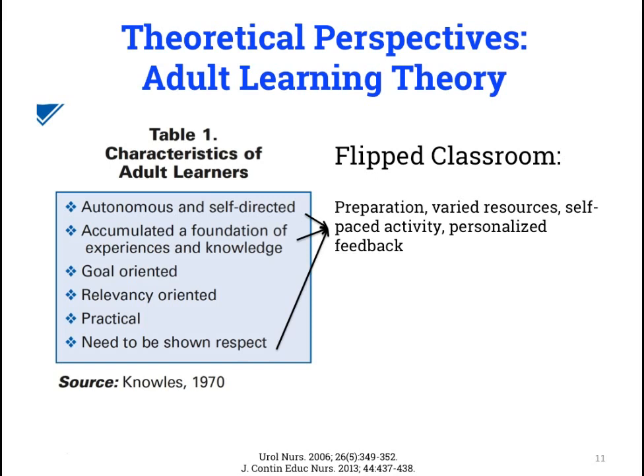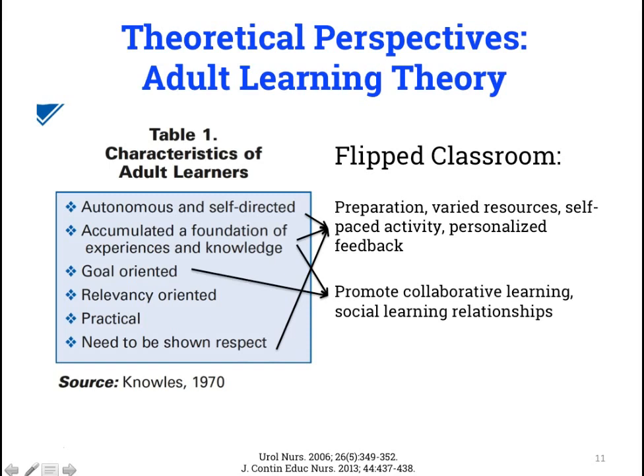It also acknowledges that everyone comes to class with a different experience, which can be utilized for success by drawing upon different learning styles and preferences. Now, adult learning theory also acknowledges that adult learners are goal-oriented, and that also can be tied into one of the other advantages of the flipped classroom, that it really should promote collaborative learning and social learning relationships.